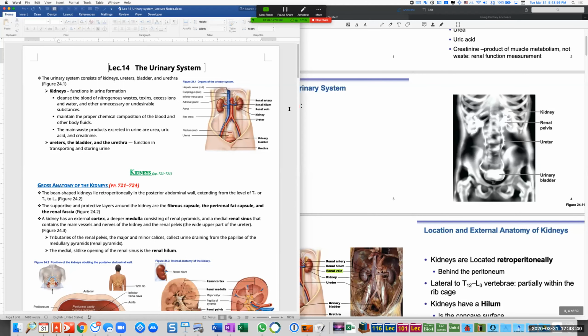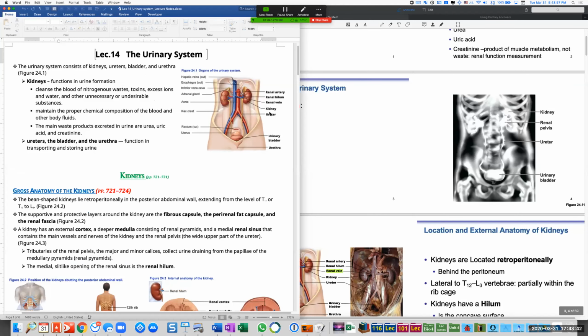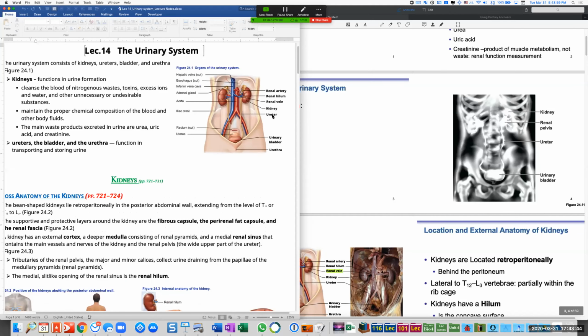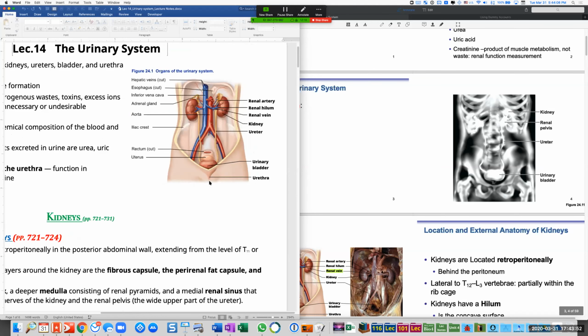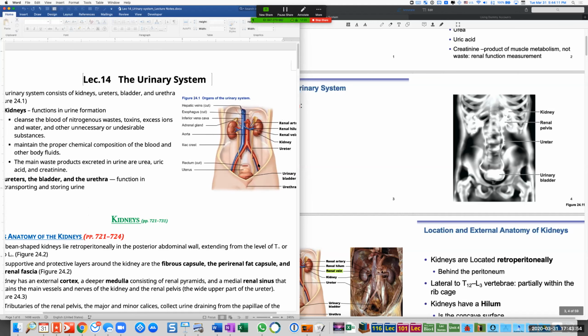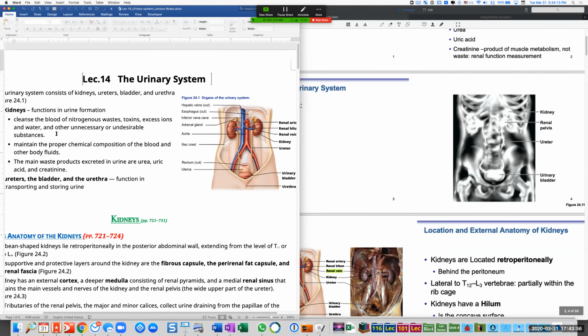Okay. Do not confuse ureter with urethra. We have two ureters, hence the two E's, whereas there is only one E in urethra, so we only have one urethra. All of these together is called the urinary system.